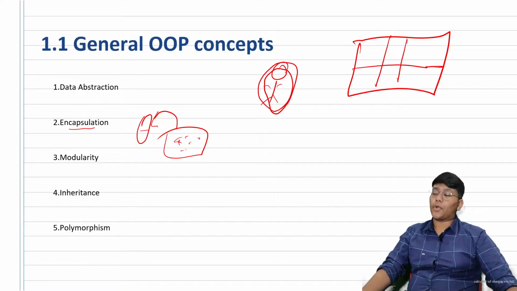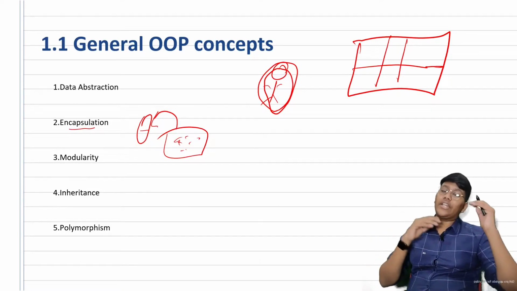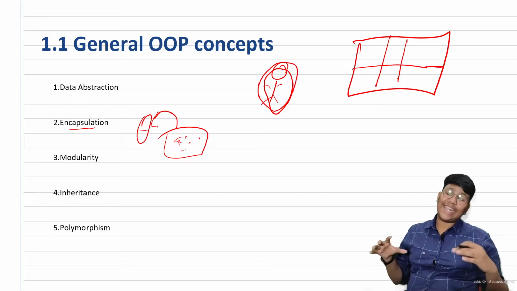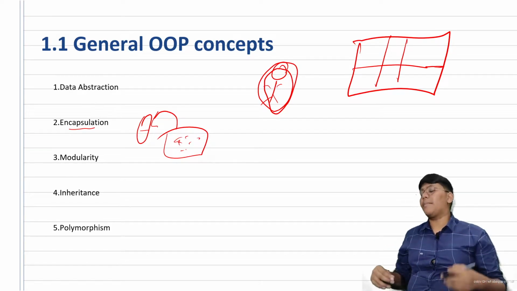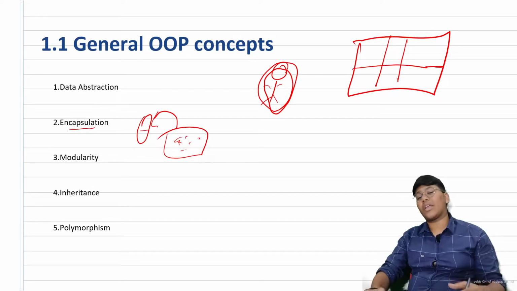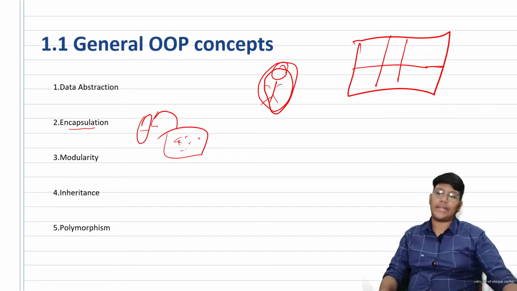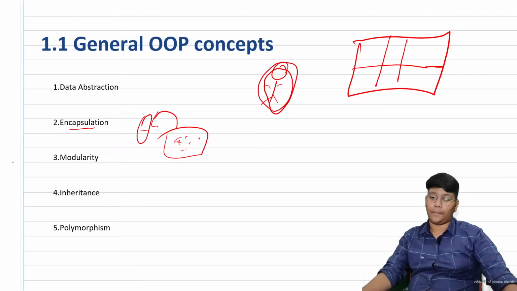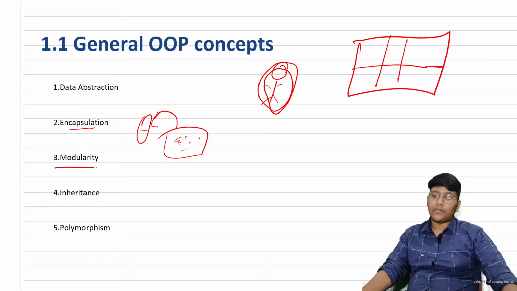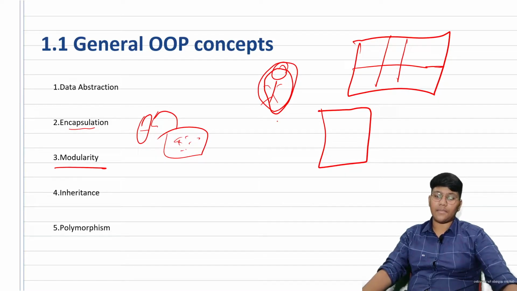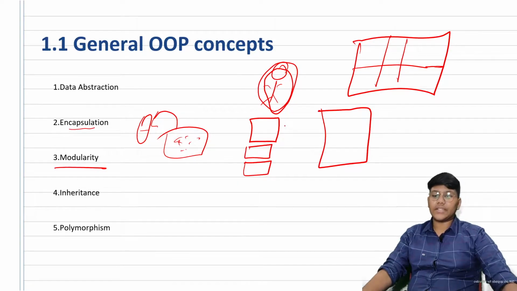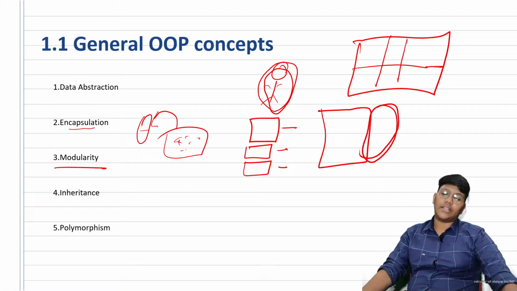Now comes modularity. Modularity is a property by which a Java program is broken down into different parts. It eases a programmer to study a program, to make changes to a program, to write a program, and also to understand a program. For example, if this is the program, we'll break it into 3 different parts. So it will be easier to read the 3 one by one instead of reading the whole thing.